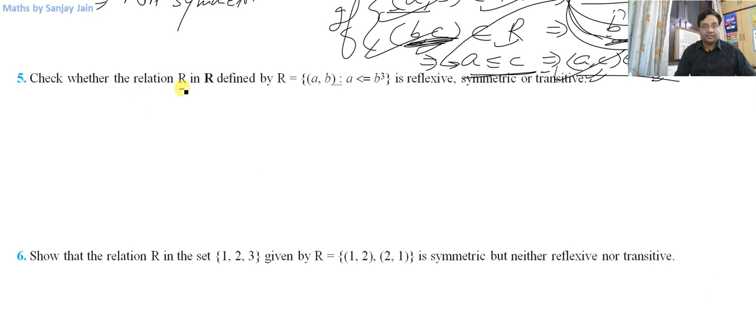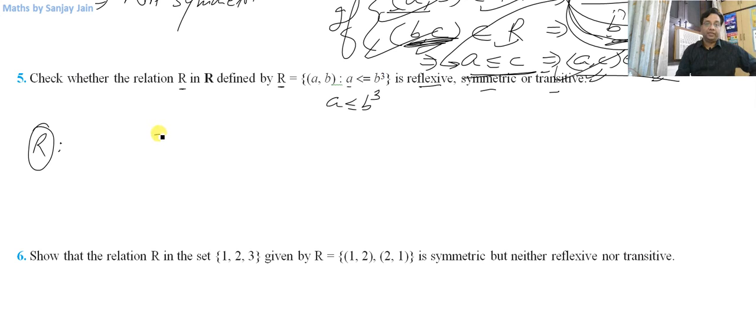Check whether the relation R defined by this, that a is less than or equal to b cubed, is reflexive, symmetric or transitive. We need to check whether these are reflexive, symmetric or transitive. So first of all, let us check it is reflexive or not, right?